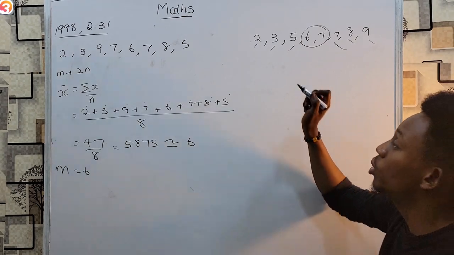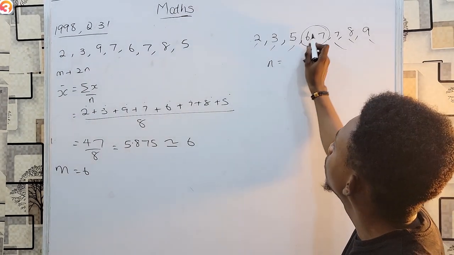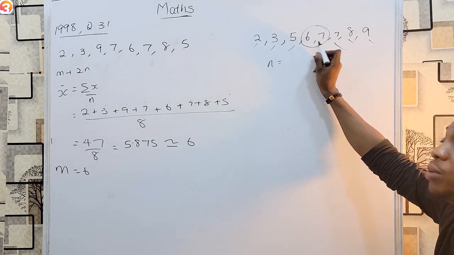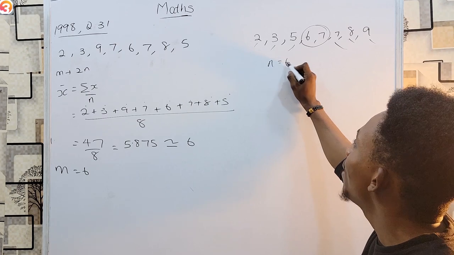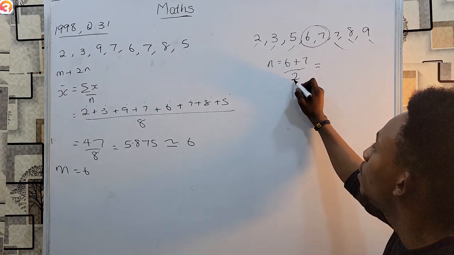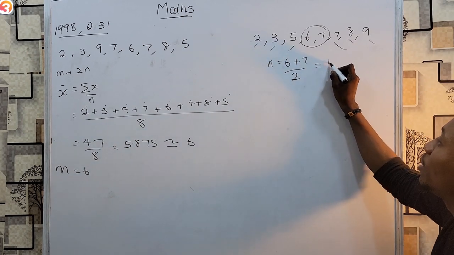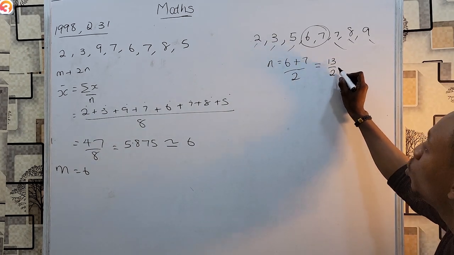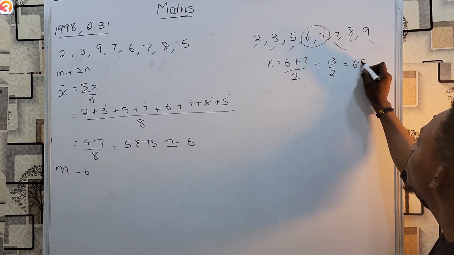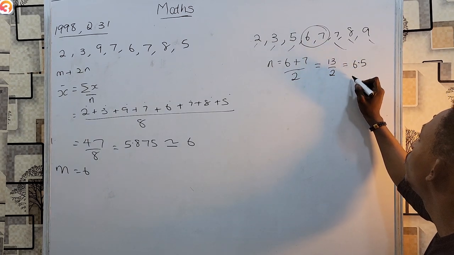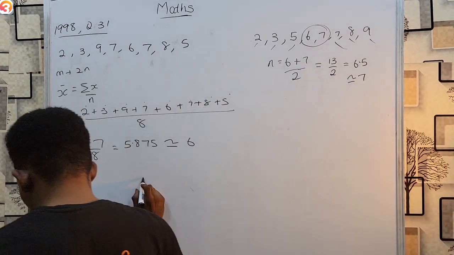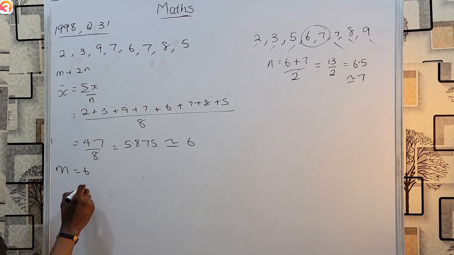Well, very easy. Please note, if you ever have an even number of data and your median is between 2 at the middle, simply find the average of those 2. That's 6 plus 7 over 2. 6 plus 7 is 13 over 2, and 13 over 2 is 6.5. So we can approximate this to 7, and as such, we want to find M plus 2N.